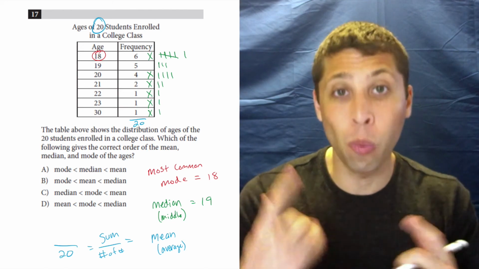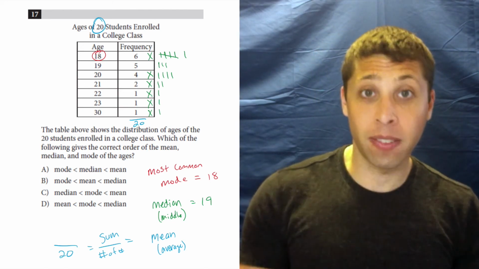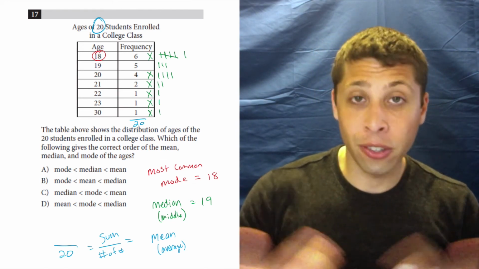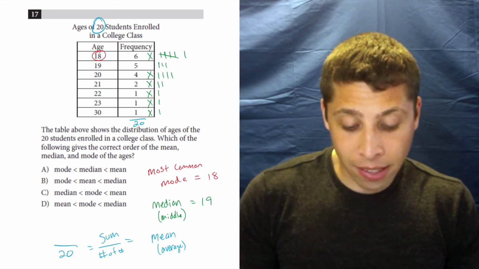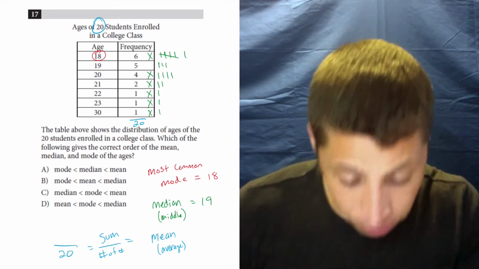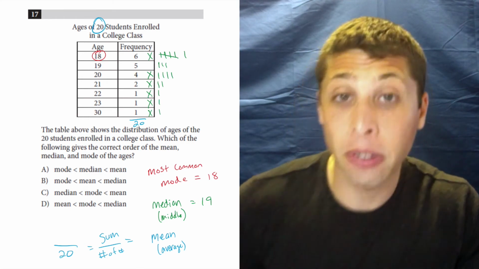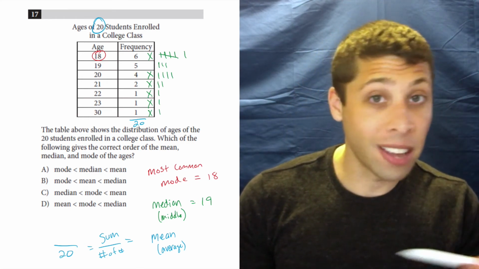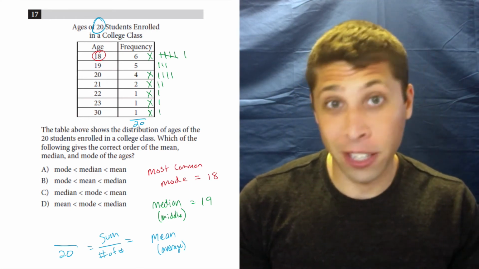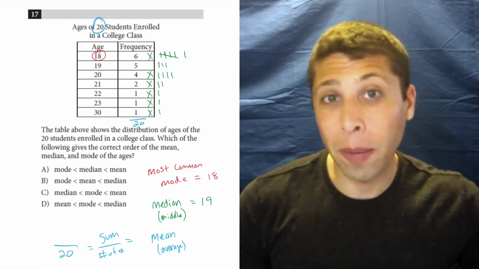So there's not just 118. There's 6 of them. There's not just 119, there's 5. Plus, when we add them up, we're not adding up the fact that there's 1, 2, 3, 4, 5, 6, 7 rows, right? So it's not a 7 on the bottom because there's 7 different ages. It's 20 because there's 20 players.